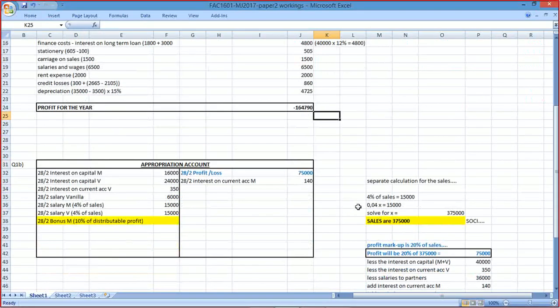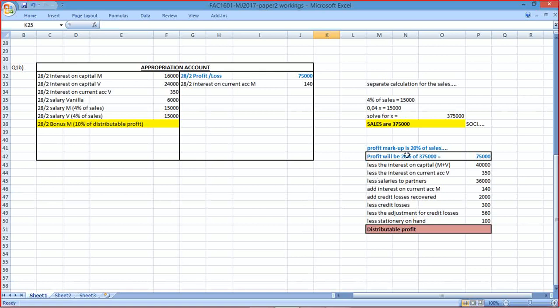Right, so now what must I do? I need to look at the appropriation account. So let's go back and balance off. I had that profit, and I added and subtracted all these figures. Let's see what the distributable profit is. The distributable profit equals 75 minus this, minus that, plus this, minus this, minus that, which gives me an answer of 170 as a very small loss. So a tiny little loss experienced here for this particular business.